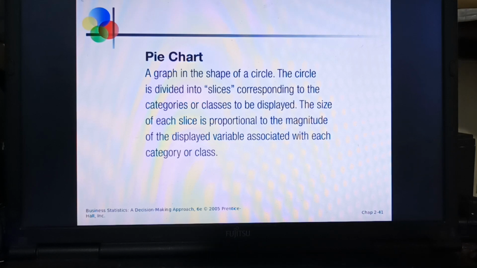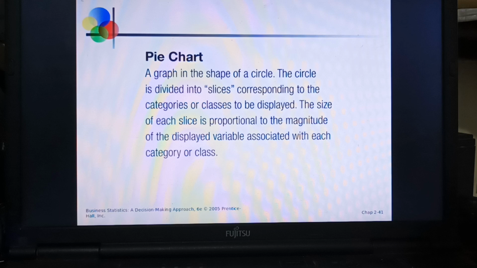A pie chart in itself is a graph in the shape of a circle. The circle is divided into slices corresponding to the categories or classes to be displayed. The size of each slice is proportional to the magnitude of the displayed variable associated with each category or class.